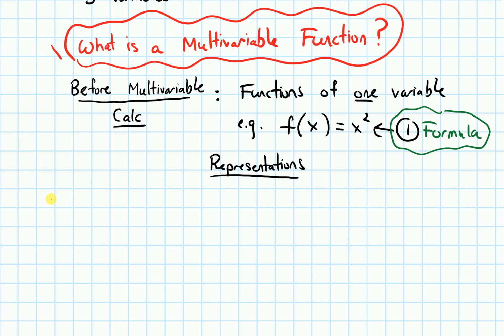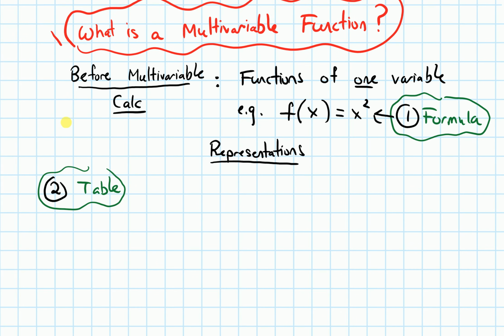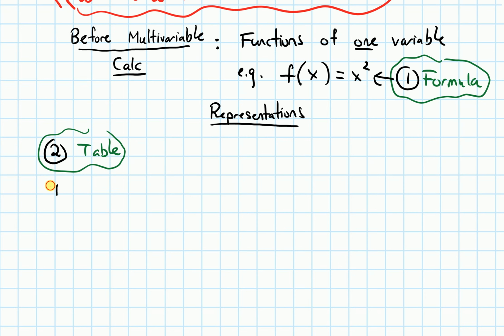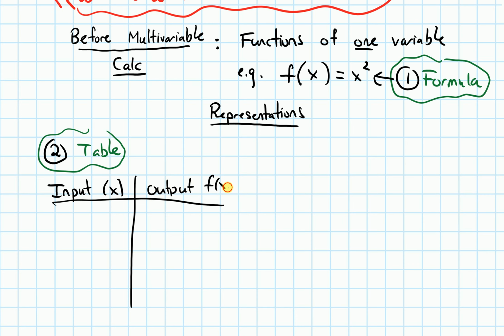Okay, we can also represent a function with a table. So with a table of inputs and outputs, where I keep track of the input, which in this case is x. I'm plugging in values for x. And my output is f of x. All right, so I'm just going to make a table of a few values. Let's input -1, 0, 1, and 2. So if we plug those in for x, when we square them, we'll get 1, 0, 1, and 4.